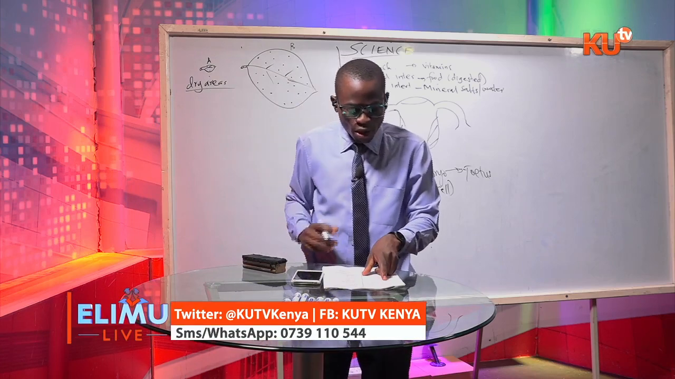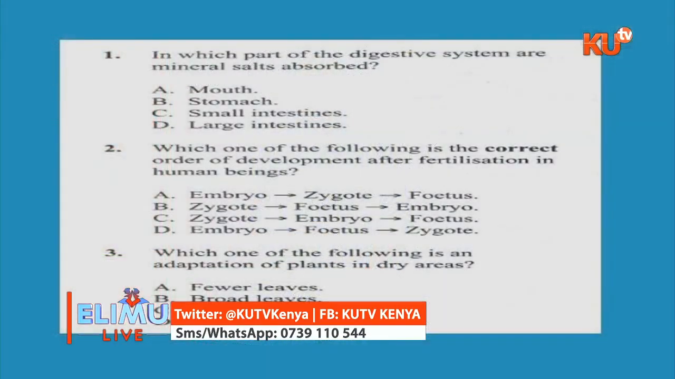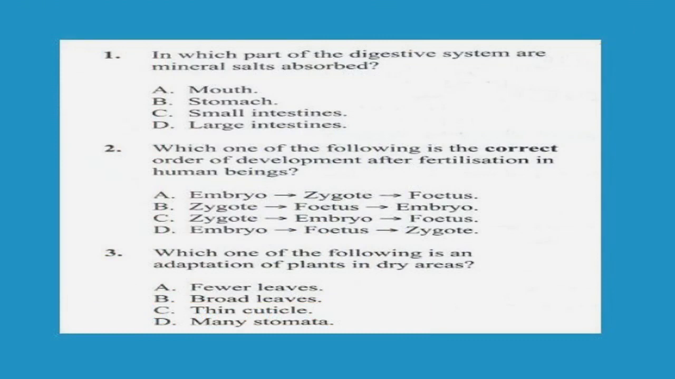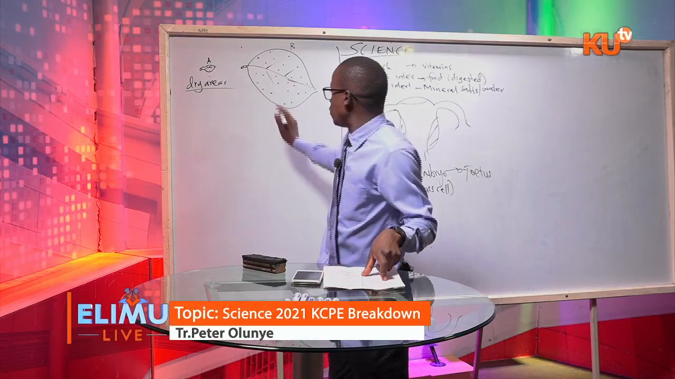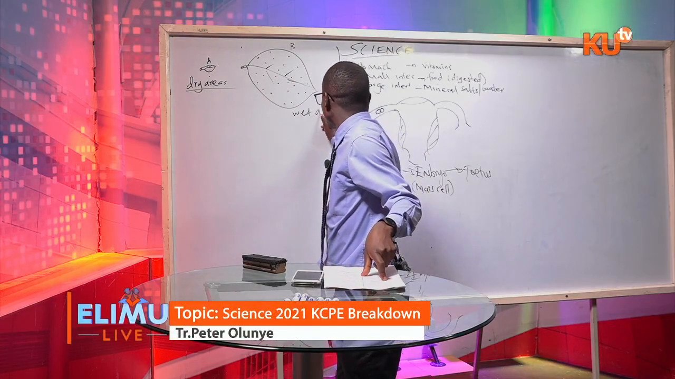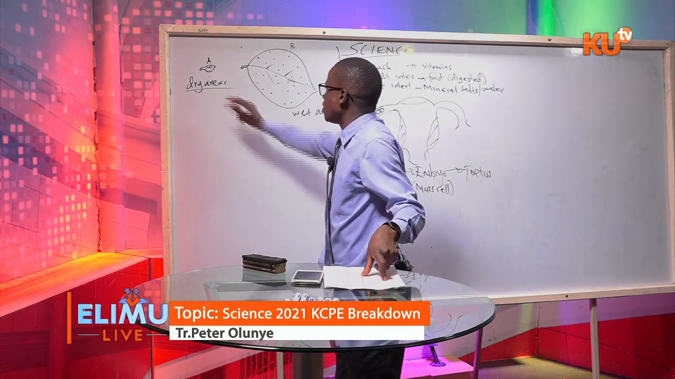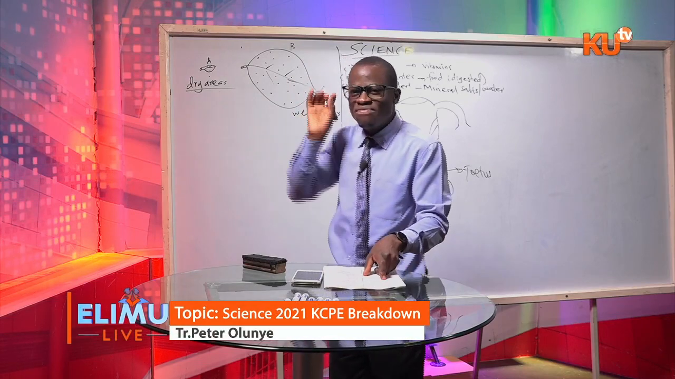So look at B for boys, which talks about broad leaves. We have leaf A, leaf B. B is broader than A. So this B will lose more water. So this one becomes for the wet areas, while this one becomes for the dry areas. Then we have thin cuticles.